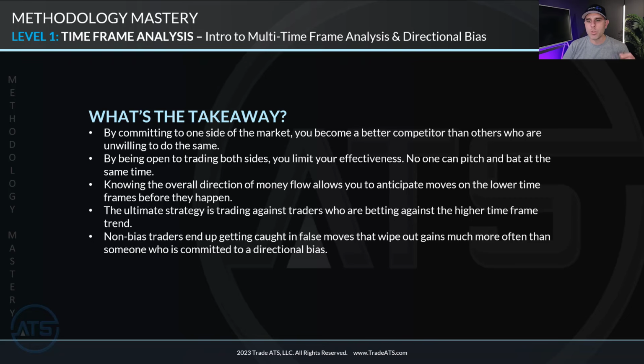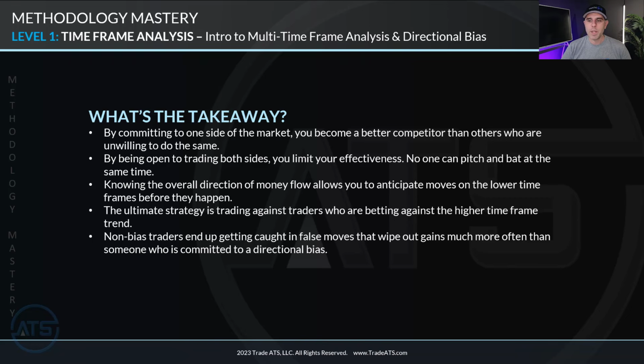Knowing the overall direction of money flow allows you to anticipate moves on the lower time frames before they happen. When you have a directional bias, you're going to get a massive increase in your probability of winning trades when you marry that single direction. And the ultimate strategy is trading against traders who are betting against the higher time frame trend. They're going to get mowed down, and you're not, because you're going to be trading with the higher time frame money, which supports the trend.